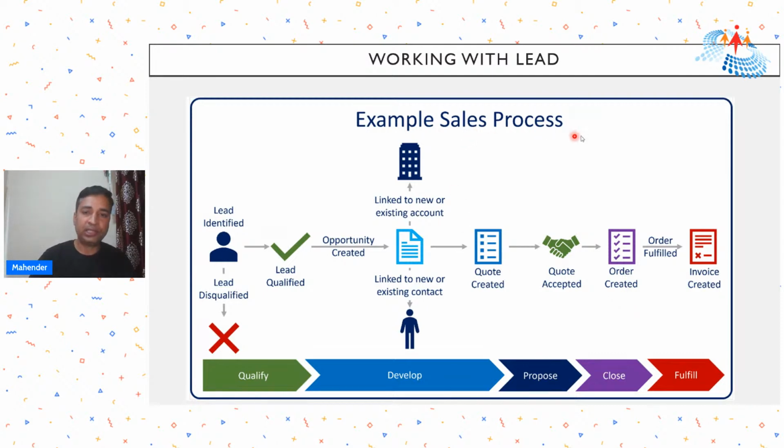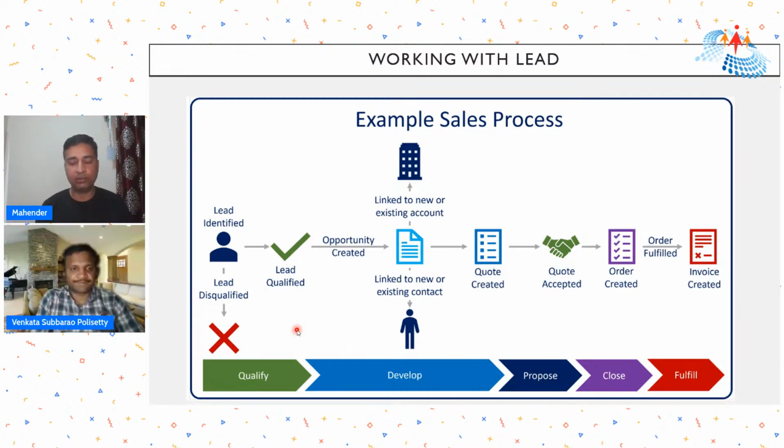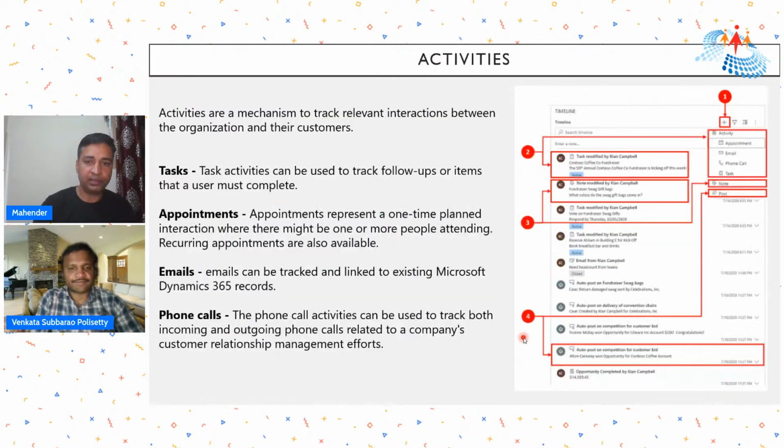So this is the standard sales process that we follow when we work on the lead side, from the lead to the opportunity, quote, order and invoicing. As I said, this is a traditional standard, but it can be customized and we can make changes in that. So now we know how to work with the lead. Let's have a quick look at the activity.